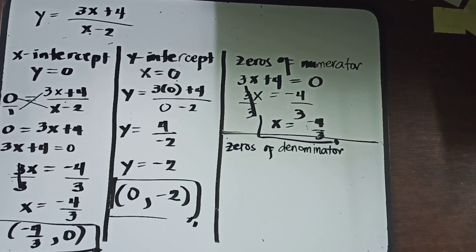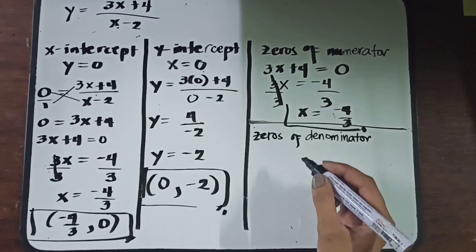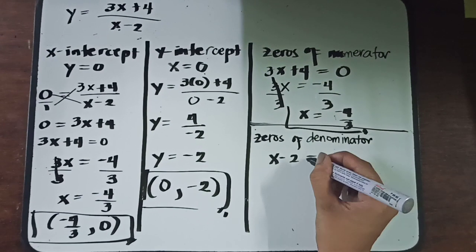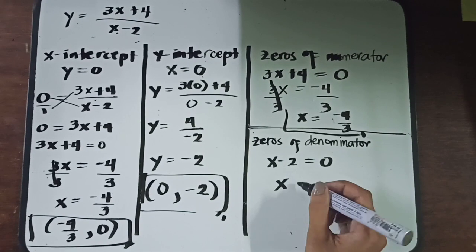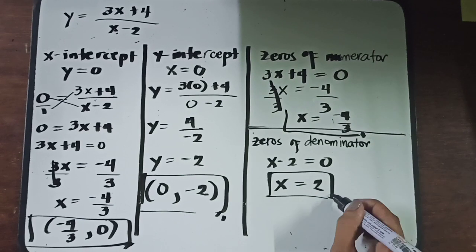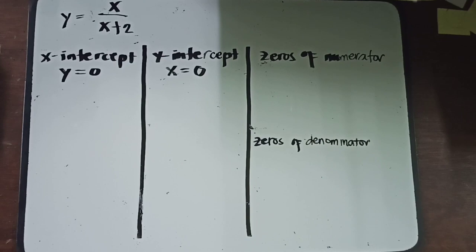And the zeros of the denominator, kunin si denominator, we have x minus 2 and equal to 0, and solve for the value of x. So, from negative, it will become positive 2. And this is the zeros of the denominator. So, another example, if we have y is equal to x over x plus 2. So, find the x-intercept and the y-intercept.